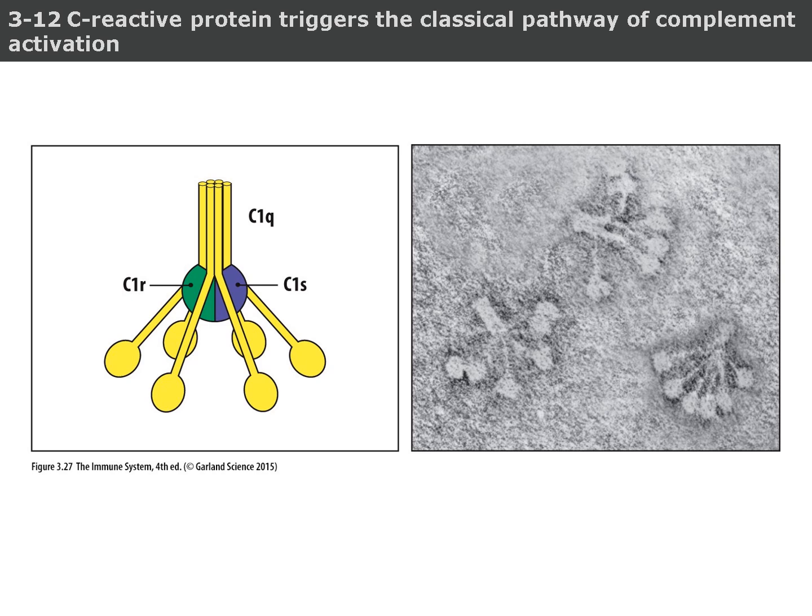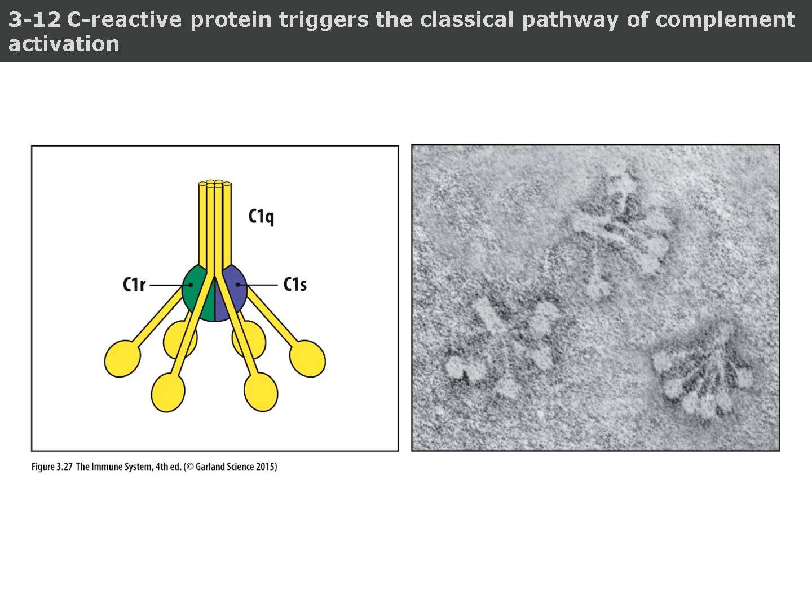On the left, the diagram shows the molecular structure. C1q acts as the recognition component with six arms, resembling a bouquet. Attached to it are two molecules each of the proteases C1r and C1s, which are responsible for enzymatic activity. On the right, an electron micrograph reveals the actual structure of C1q, visualized as flower-like shapes.